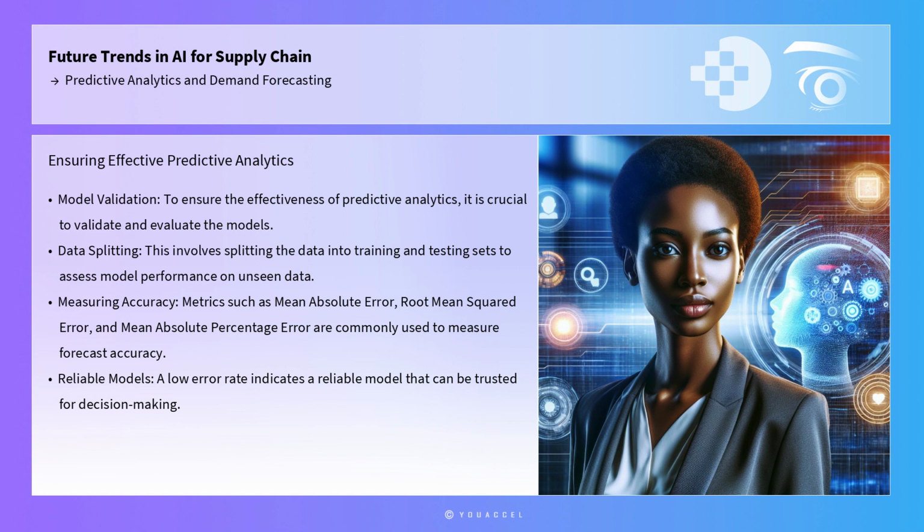To ensure the effectiveness of predictive analytics, it is crucial to validate and evaluate the models. This involves splitting the data into training and testing sets to assess model performance on unseen data. Metrics such as mean absolute error, root mean squared error, and mean absolute percentage error are commonly used to measure forecast accuracy. A low error rate indicates a reliable model that can be trusted for decision-making.